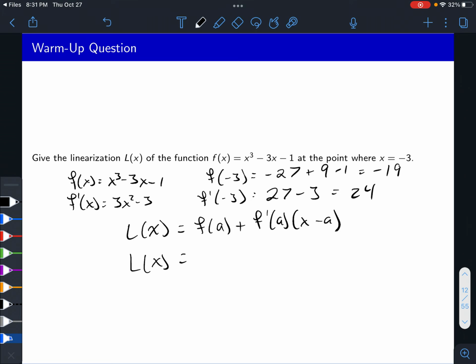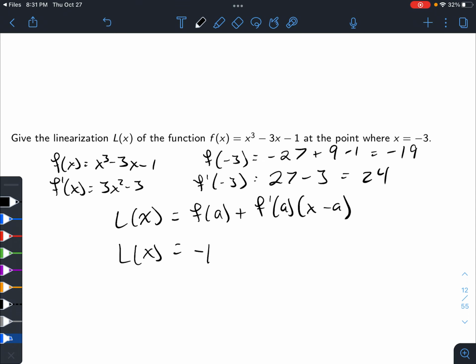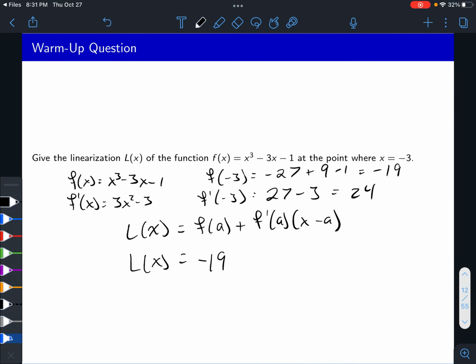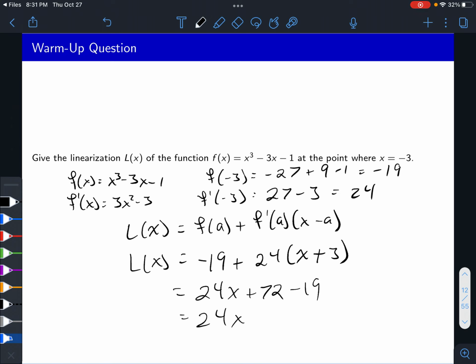So for us, L of x is f of -3, which is -19, plus f prime of -3, which is 24, times x minus -3. So that's what it is, and if you wanted to simplify that, you could. So this is like 24x plus 24 times 3 is 72 minus 19. And those combine to be 53. So that's our formula for L of x.